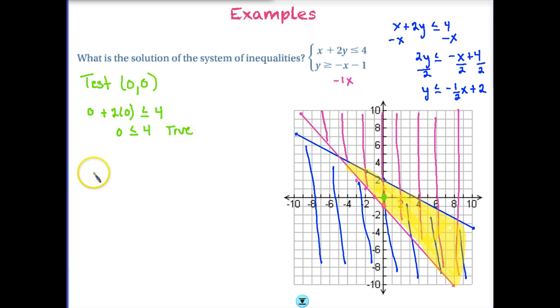Now let's test it in the other equation. So we have 0 is greater than or equal to negative 0 minus 1. Well, negative 0 minus 1 is just negative 1. And 0 is in fact greater than or equal to negative 1. So this is also true. Okay, and that's our test. We've tested a point in our solution area to make sure we did it correctly. We have graphed our two linear inequalities. We have shaded the solution area and found the common solution area to both.